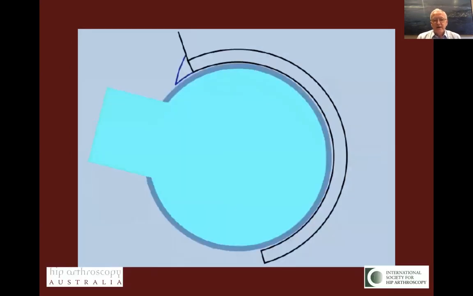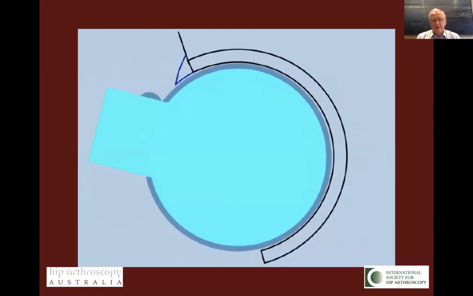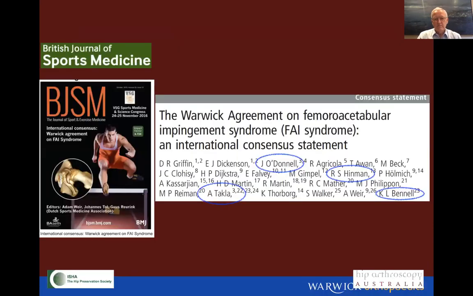The pincer lesion, on the other hand, has a prominent acetabular rim. The labrum gets crushed between the bone of the acetabulum and the femoral head and neck. There will be damage to the articular cartilage at the edge of the acetabulum, and there may be a development of a reactive bony lesion on the femoral neck as well.